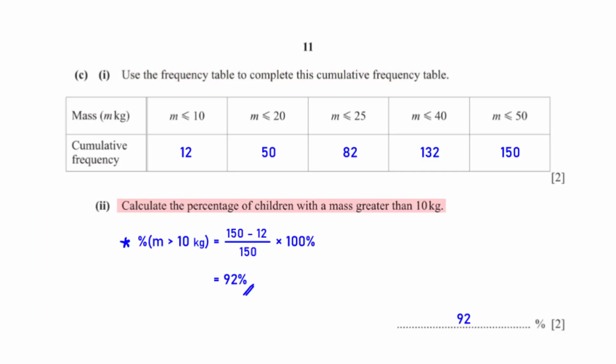Calculate the percentage of children with a mass greater than 10 kilograms. This percentage is equal to the number of children with a mass greater than 10 kilograms, which is 150 minus 12, divided by the total number of children, which is 150, times 100%. This gives us 92%.